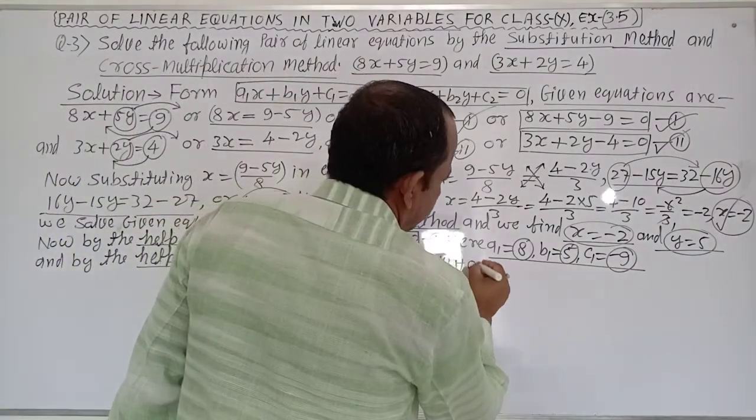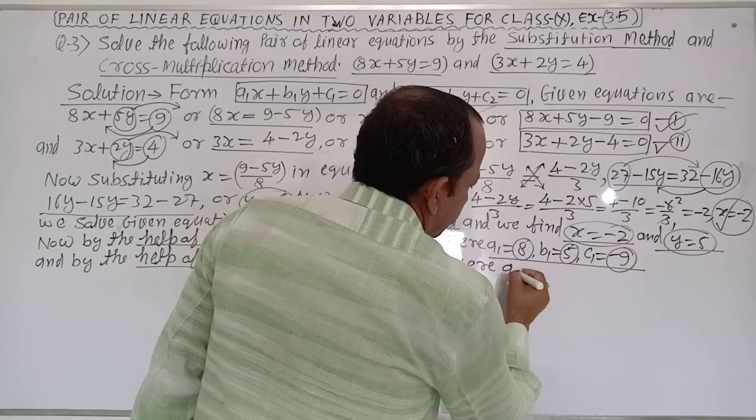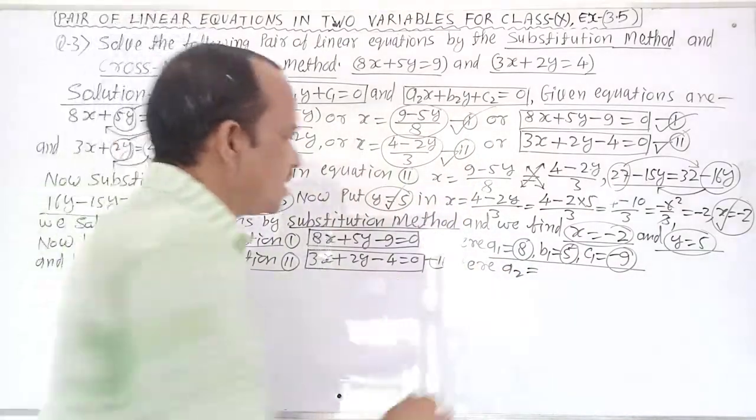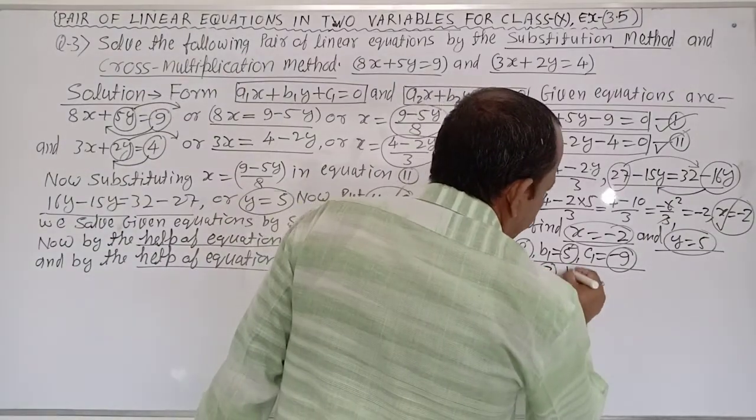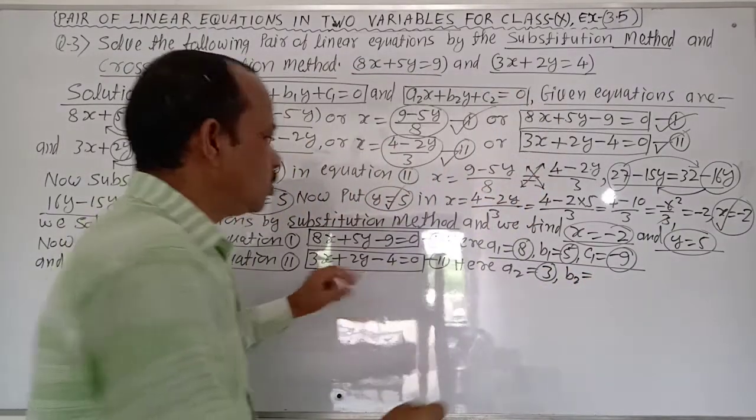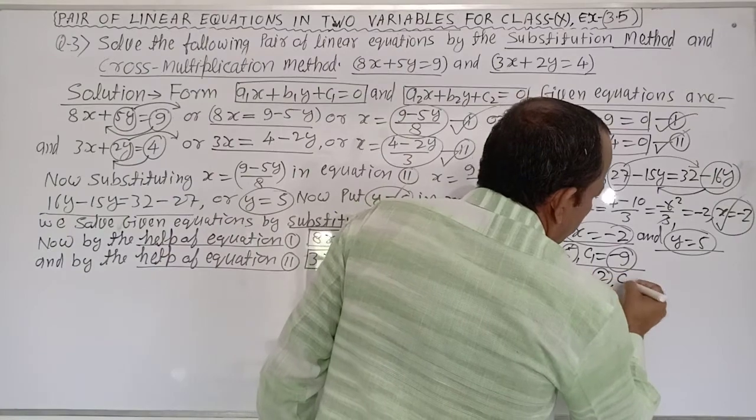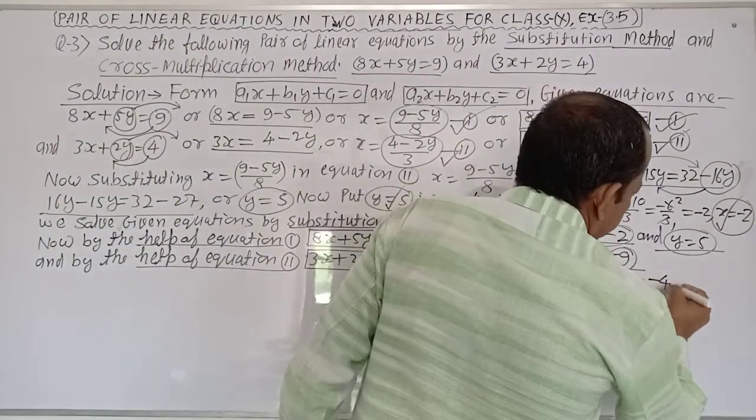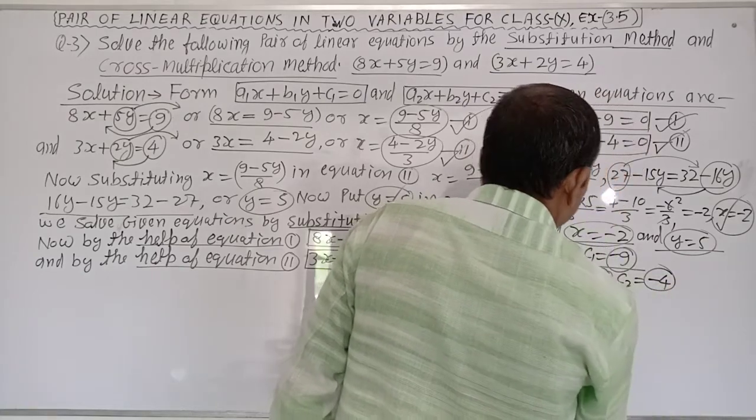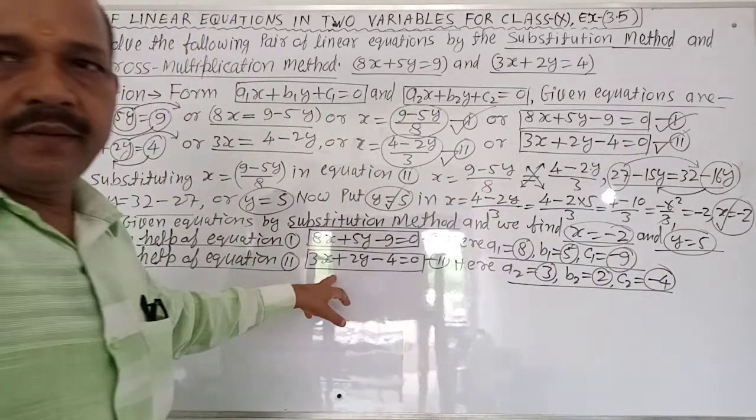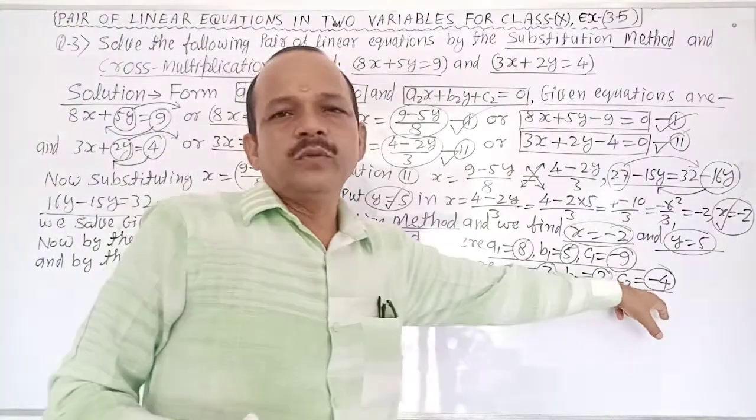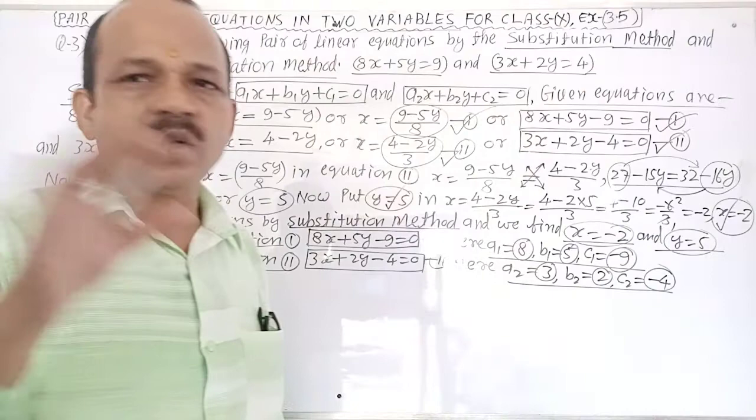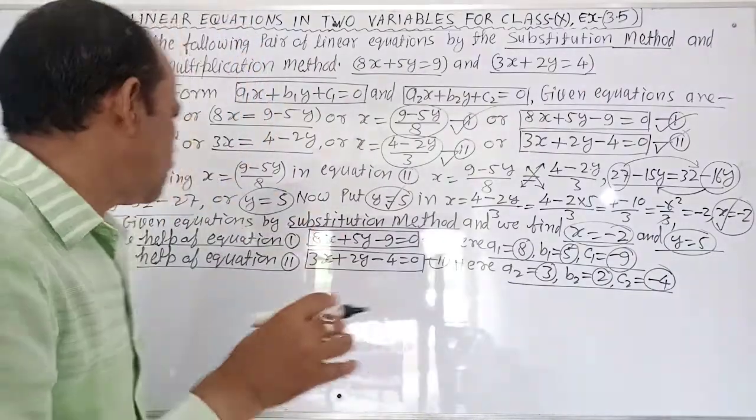Here A2 equal to 3, B2 equal to 2, C2 equal to minus 4. We find A2 B2 C2, A1 B1 C1. It is clear? No confusion about it? Very good.